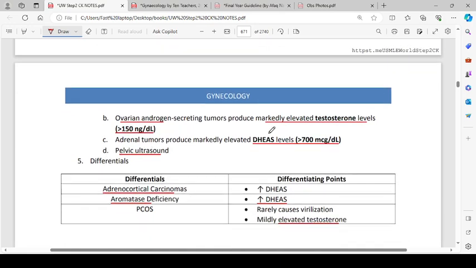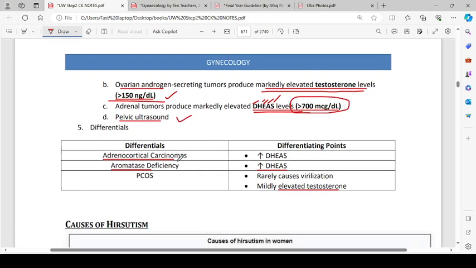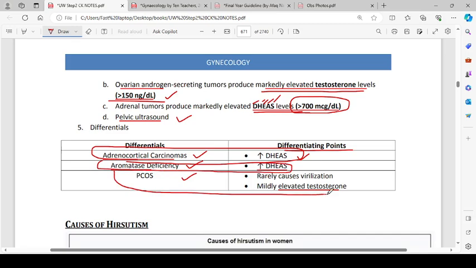Ovarian androgen secreting tumors produce markedly elevated testosterone levels, that is more than 150 nanogram per deciliter. Adrenal tumors produce markedly elevated DHEAS level, dehydroepiandrosterone sulfate, more than 700 microgram per deciliter, and a pelvic ultrasound is done. Differentials include adrenocortical carcinomas, aromatase deficiency, and PCOS. Differentiating points are increased DHEAS. In adrenocortical carcinoma, there will be increased DHEAS. In aromatase deficiency as well, there will be increased DHEAS. PCOS will rarely cause virilization and has mildly elevated testosterone.